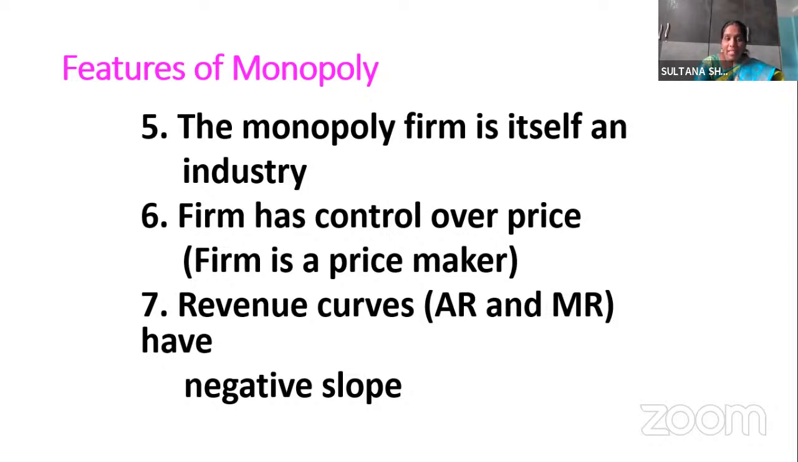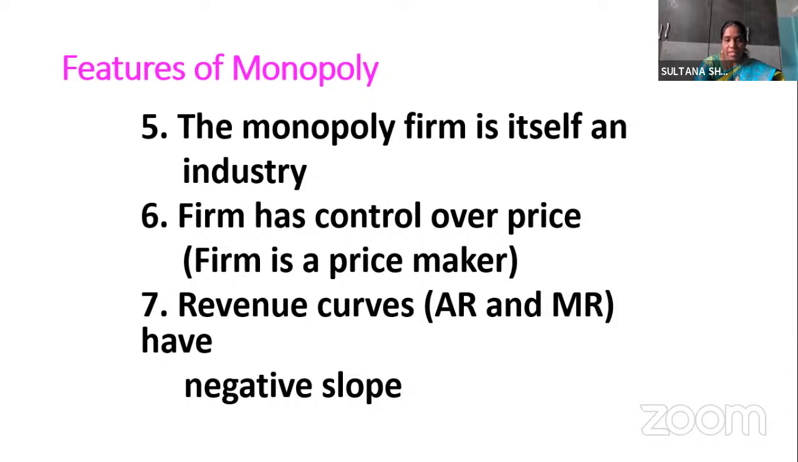But in the case of an imperfect competitive market, again there is a subdivision of the market: monopoly, monopolistic competition, oligopoly, duopoly. In all these markets, revenue curves have negative slope. What is the reason for this negative slope? Because under this imperfect competitive market, the sellers may increase the price, they may decrease the price. So in this imperfect competitive market, average revenue and marginal revenue have negative slope.